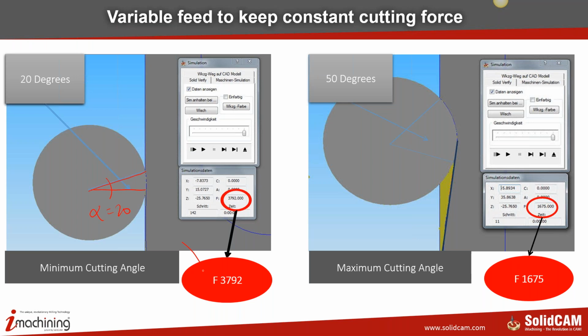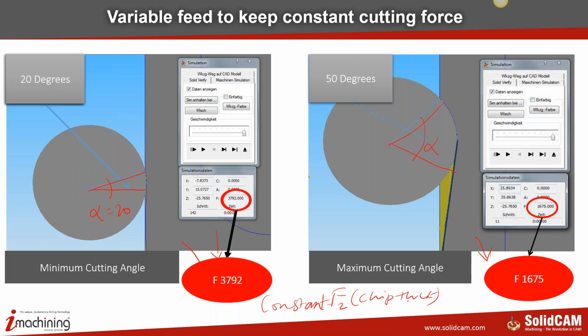my feed rate for a particular cut happens to be 3792. For the same area, for the same geometry, if my alpha changes to, let's say, 50 degrees, my feed rate drops automatically to, let's say, 1675. By varying the alpha and linking the feed rate to the alpha, I am actually generating a constant FZ value. What is an FZ? This is basically the chip thickness.